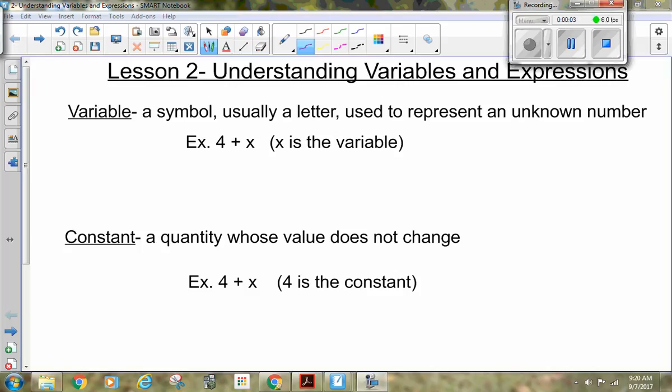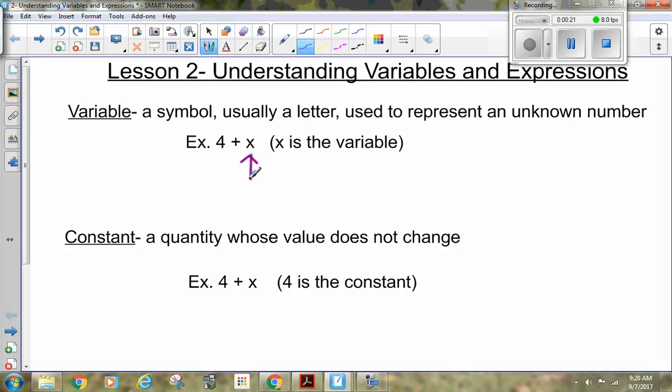Lesson 2 is on understanding variables and expressions. So a variable is a symbol, usually a letter, and it's used to represent an unknown number. For our example, 4 plus x, x is the variable, and just the x variable.